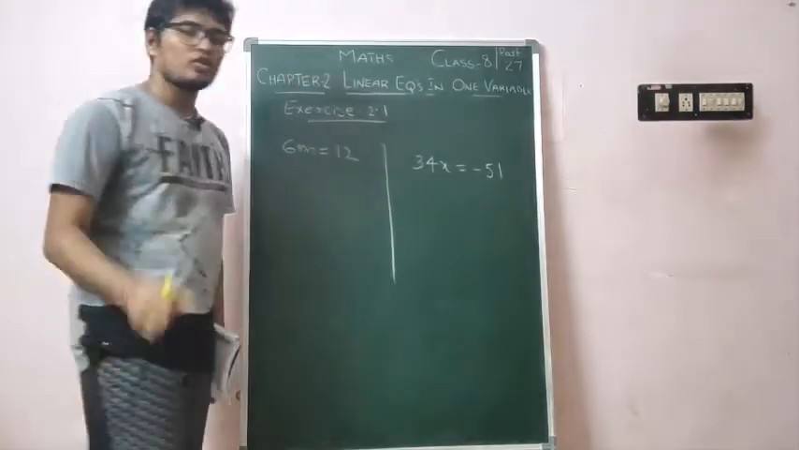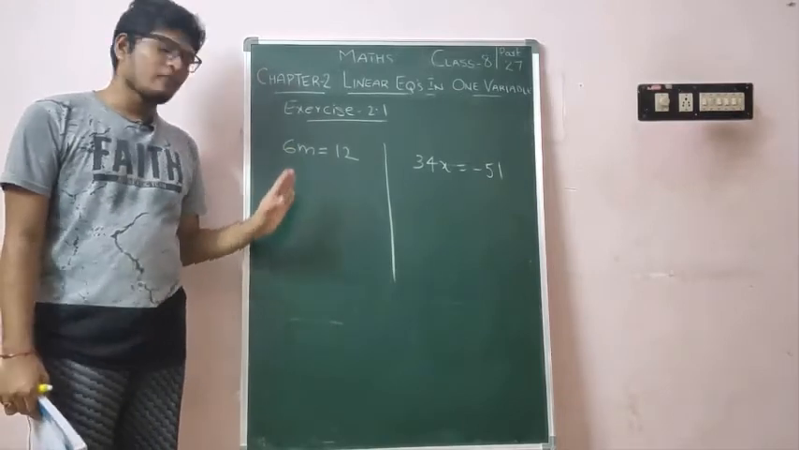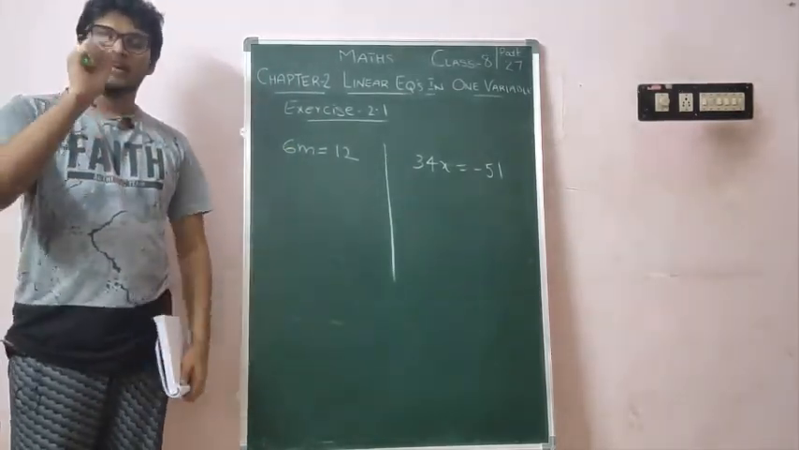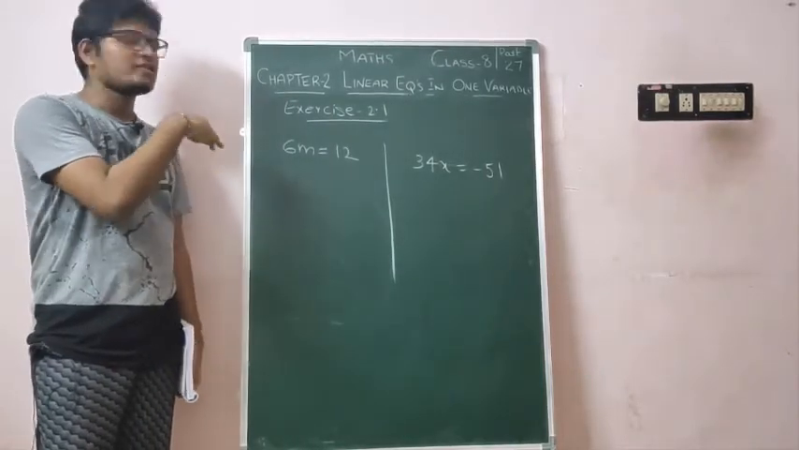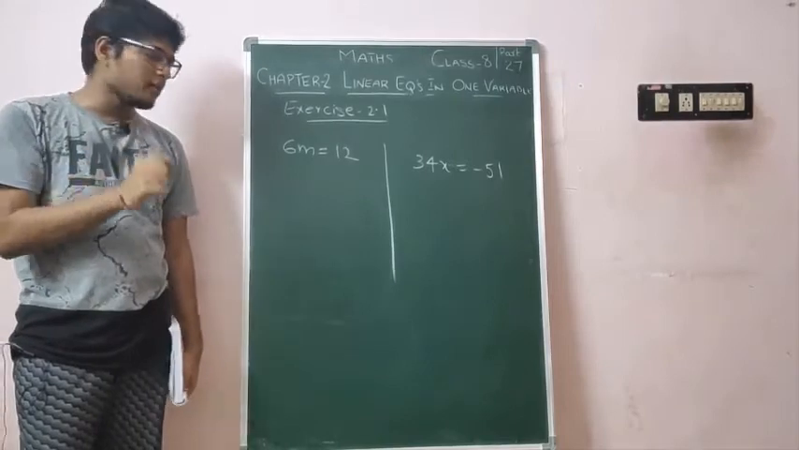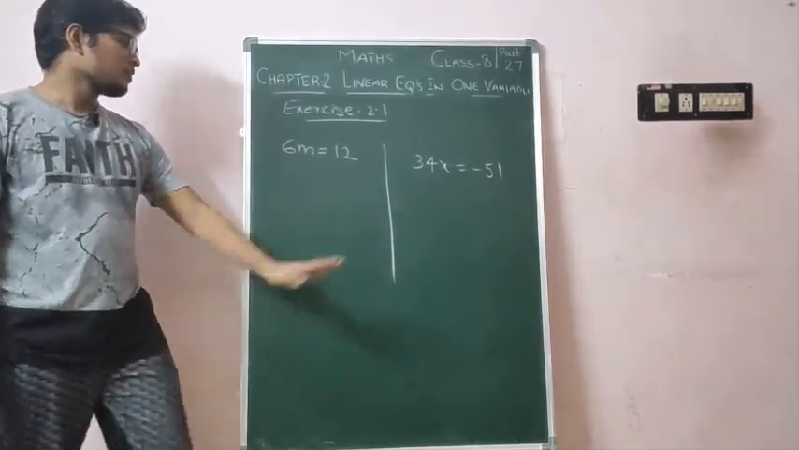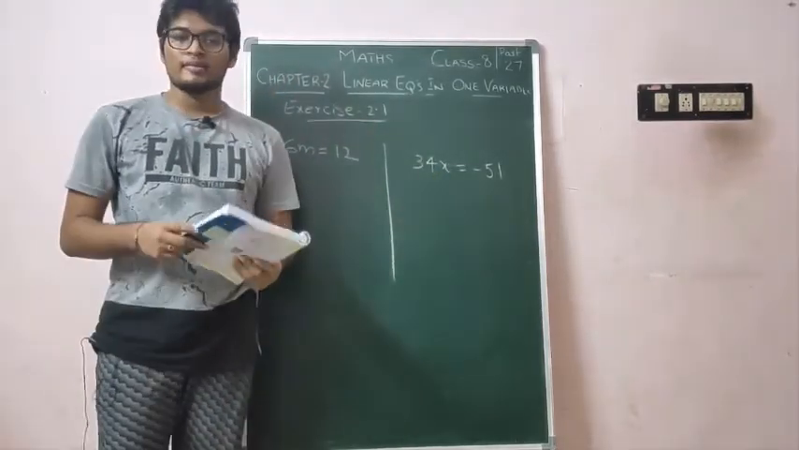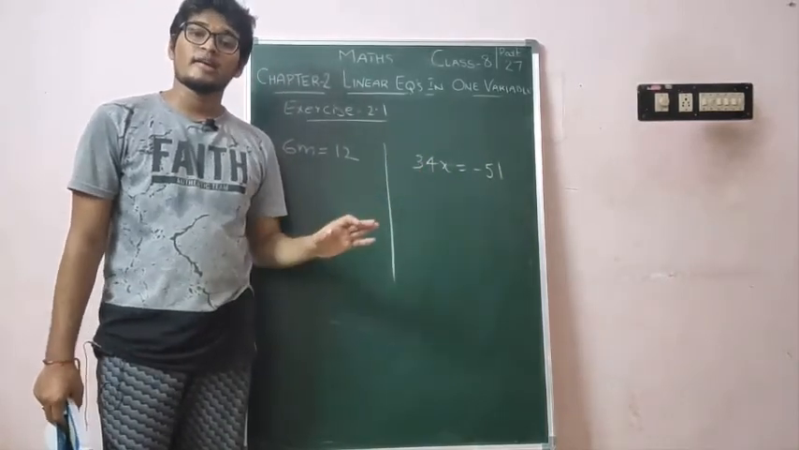Okay, what I want you to do is first find the m value, and then check. Check LHS is equal to 6m, substitute the m value there, and the 6m value should give LHS equal to RHS, and then our equation is correct. Now, 34x is equal to minus 51. Find the x value, and check it in the same way.